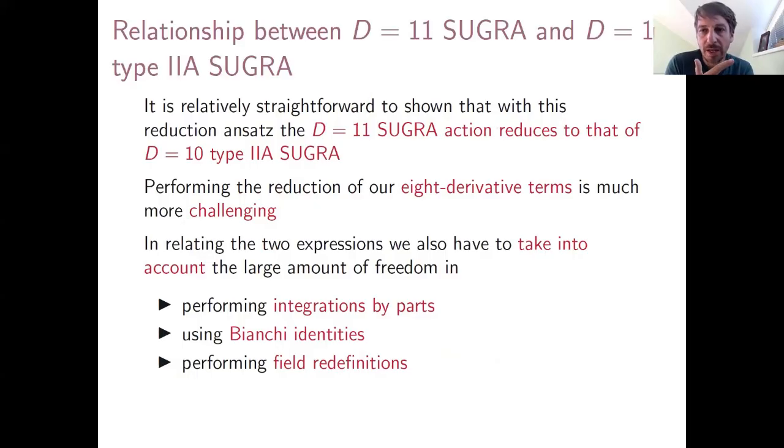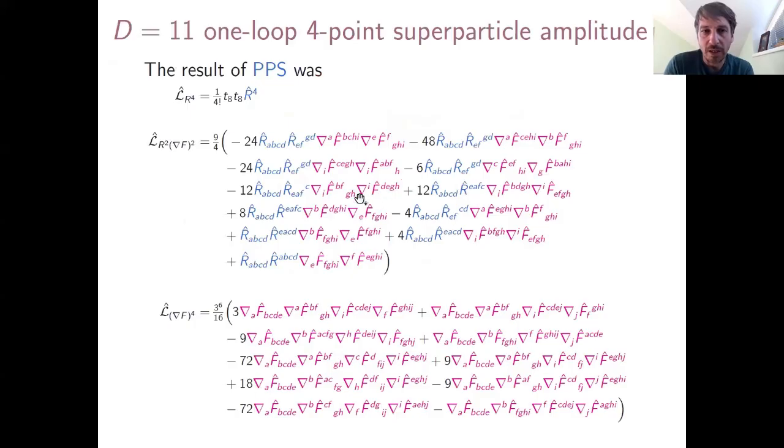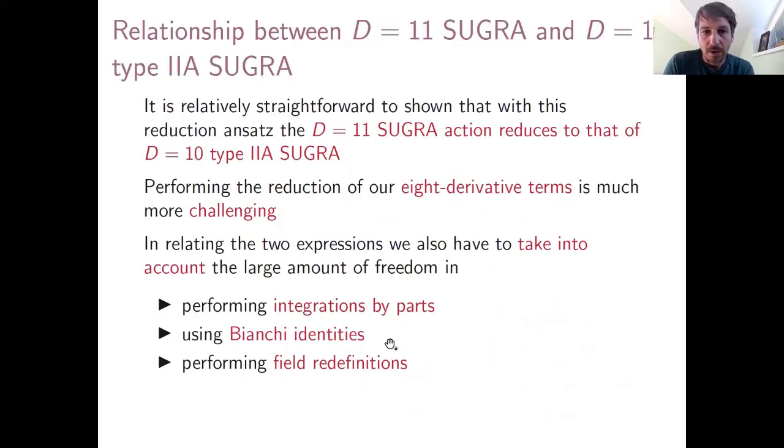We're using Bianchi identities. So, for example, this F4 will satisfy Bianchi identities. The Riemann tensor also has Bianchi identities, right? And you can also do field redefinitions, right? So we have to take into account the fact that we can integrate by parts, we can use Bianchi identities, and we can perform field redefinitions. And there's a huge number of ways you can do that. So that complicates the comparison quite a bit.